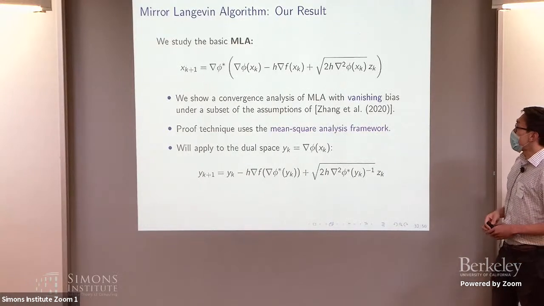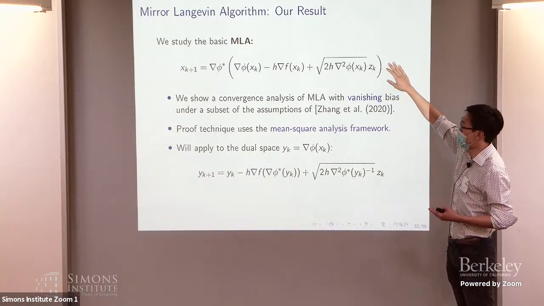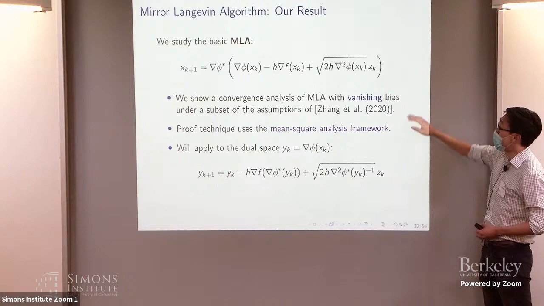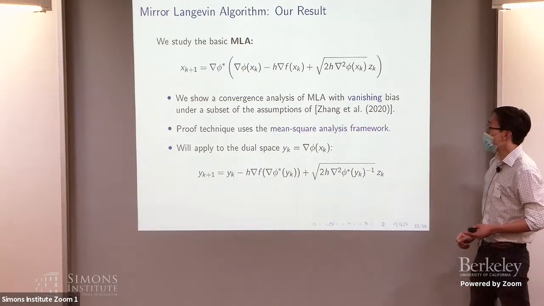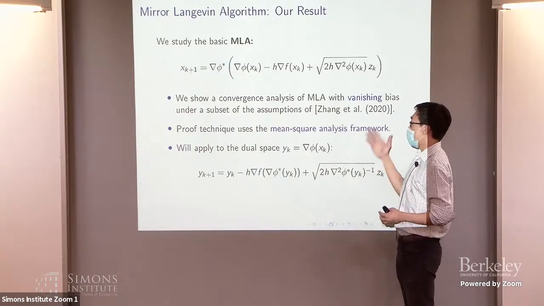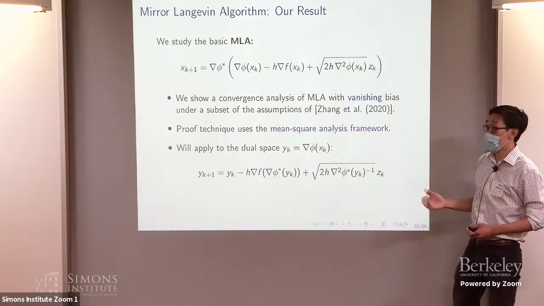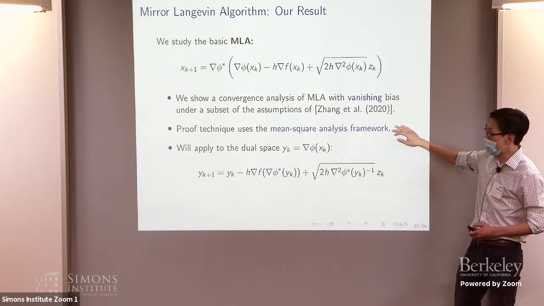We studied the basic mirror-Langevin algorithm, the same algorithm they proposed previously. And we show that, in fact, it has a bias convergence with a vanishing bias, meaning that the bias goes to zero with step size. And moreover, we only use a subset of the assumptions in the original paper. And what I will show in the rest of this talk is a proof technique using what's called the mean square analysis framework.